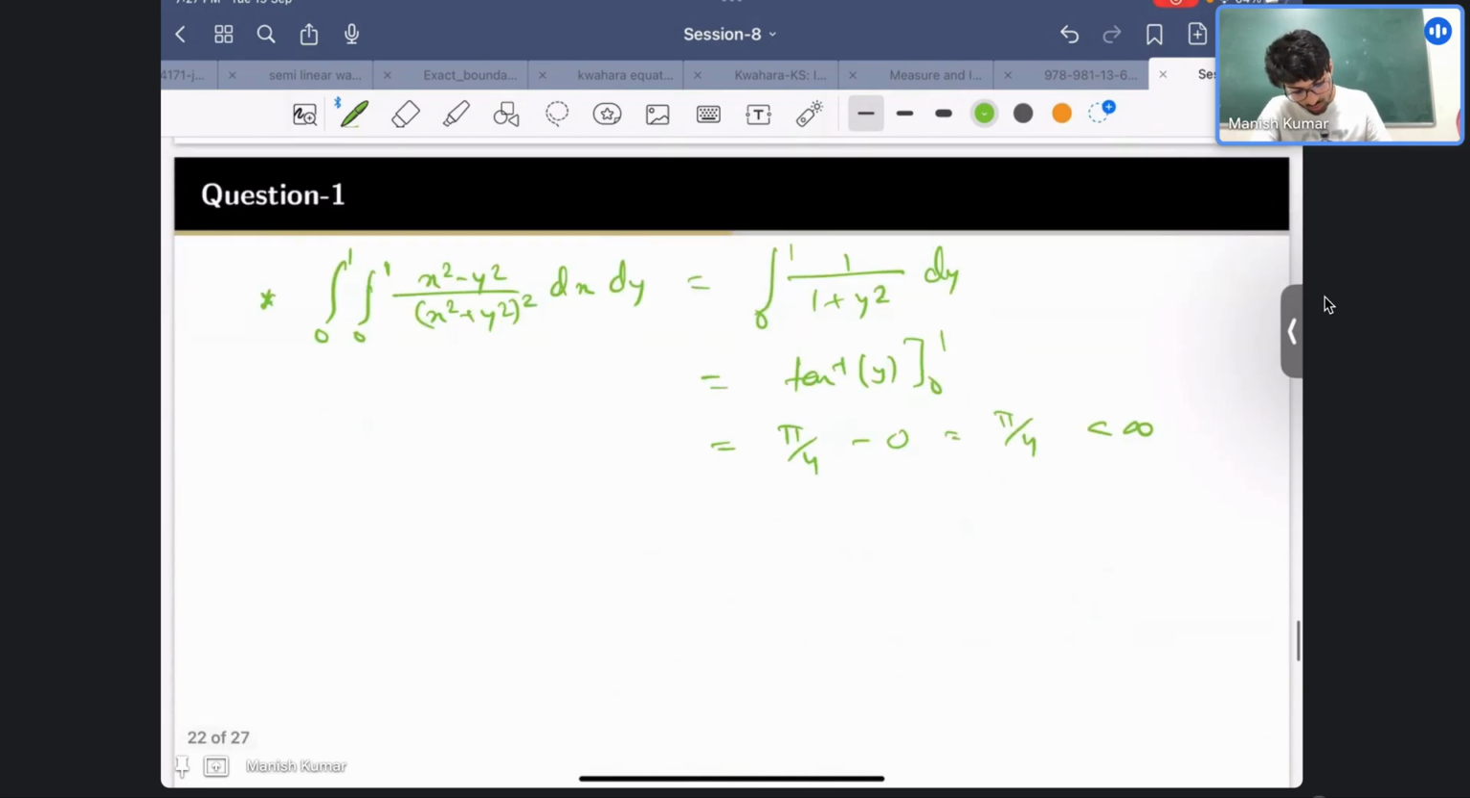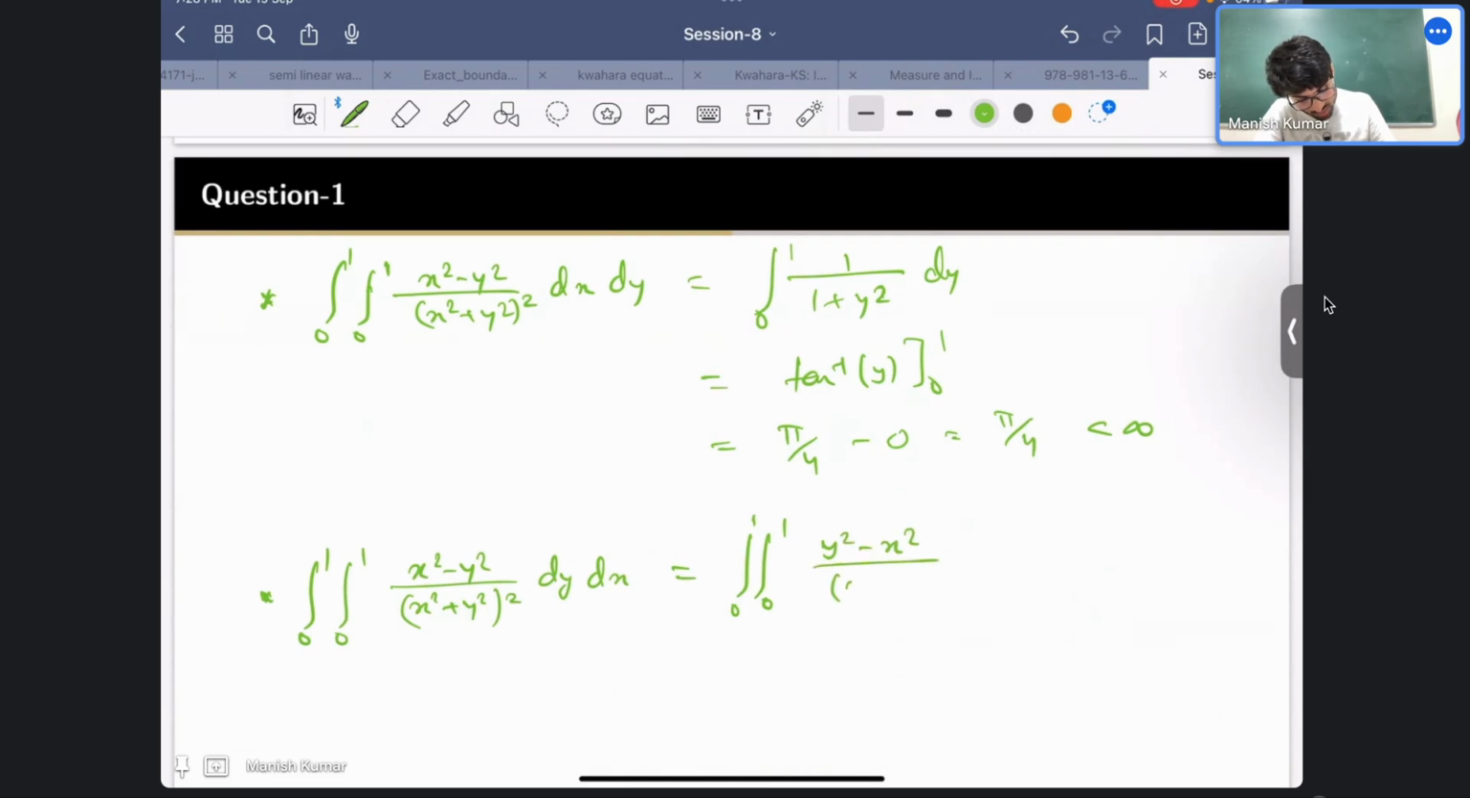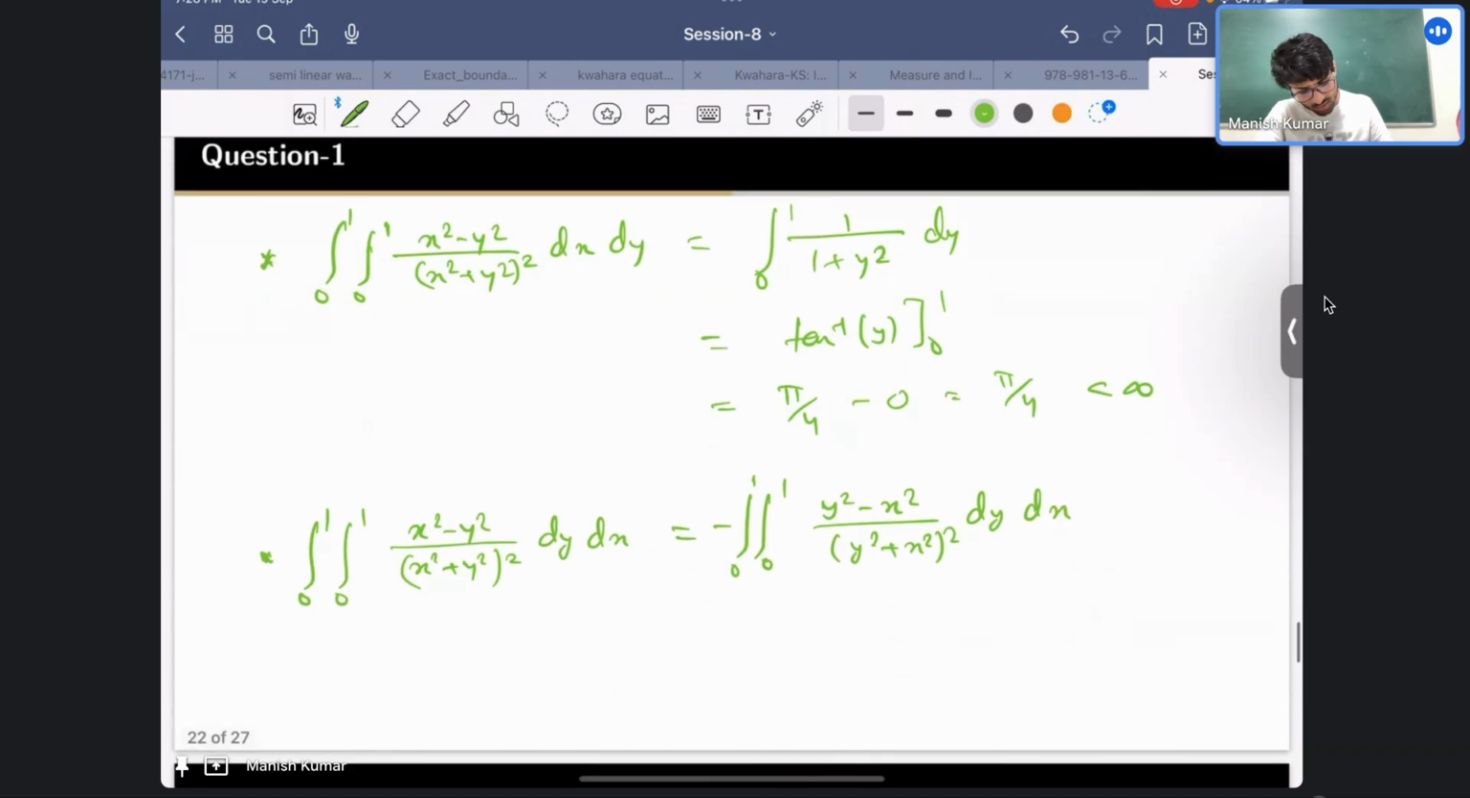Now just note one thing, so let us see this one. What we have to check is the integral of x square minus y square over x square plus y square whole square dy dx, right? This is what we need to make sure. You can clearly see that I can rewrite this as the integral from 0 to 1, 0 to 1 of y square minus x square by x square plus y square whole square, with minus sign, dy dx, right? This I can write.